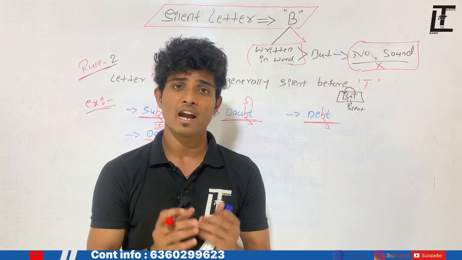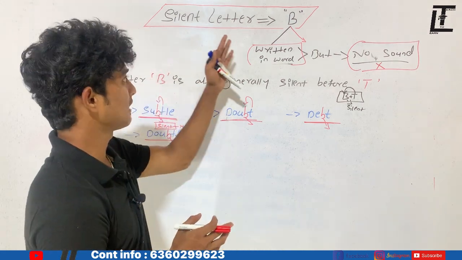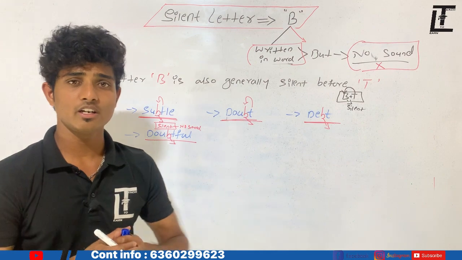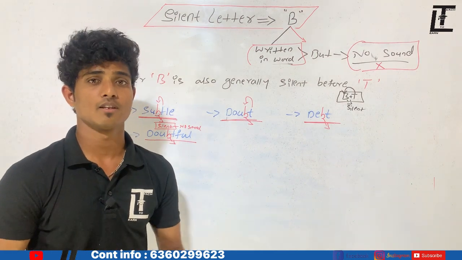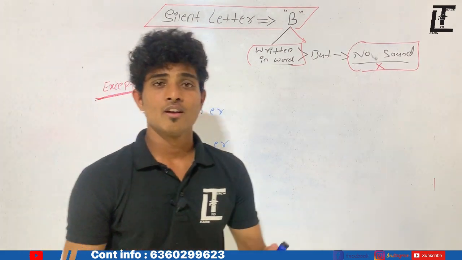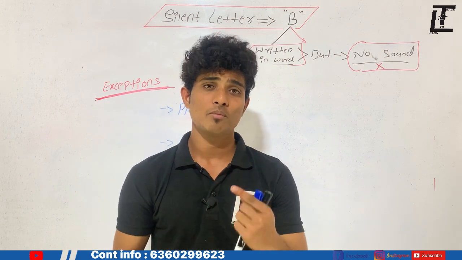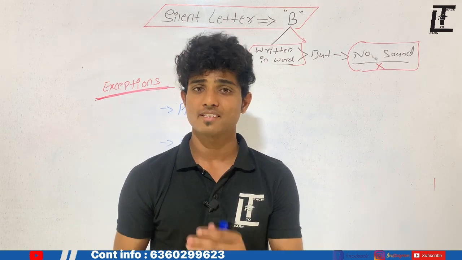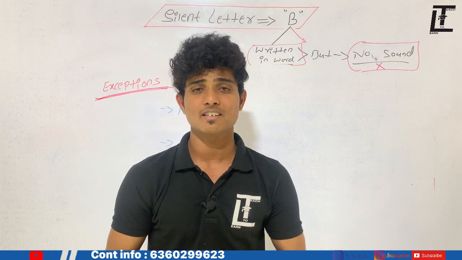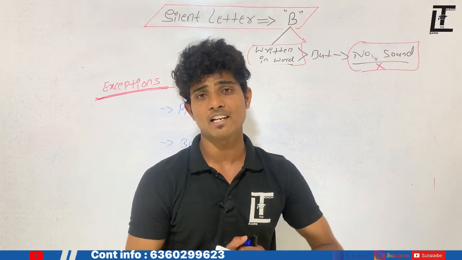So I have an exception on the topic of silent letter B. Please note it down. I will tell you the exceptions. We have discussed rule number 1 and rule number 2 of silent letter B. Now we are going to discuss the exceptions on the silent letter B.